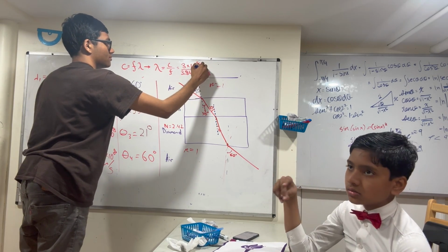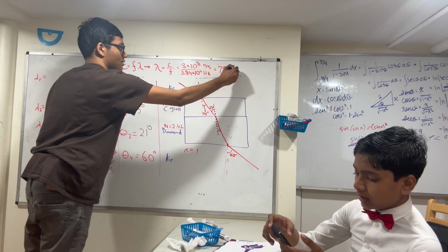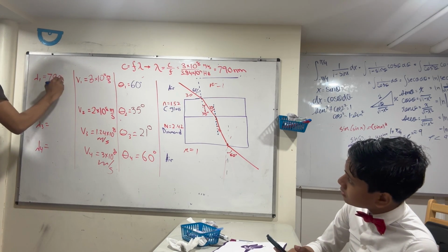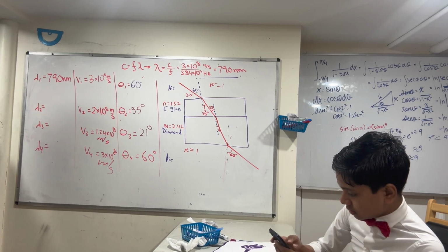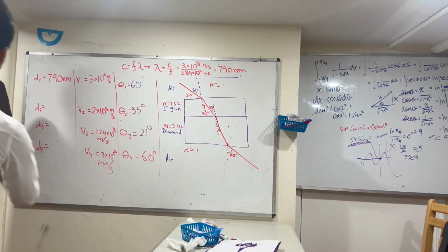Okay, Isaac, help. This is 790 nanometers. Okay, let's use the calculator. Okay, 790 nanometers is good. Isaac, do the next one. Isaac, go to the board.